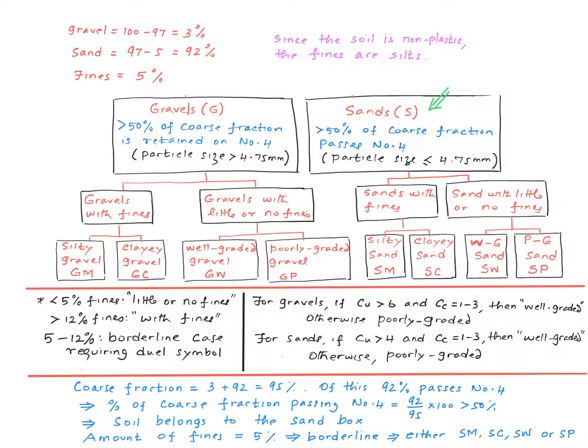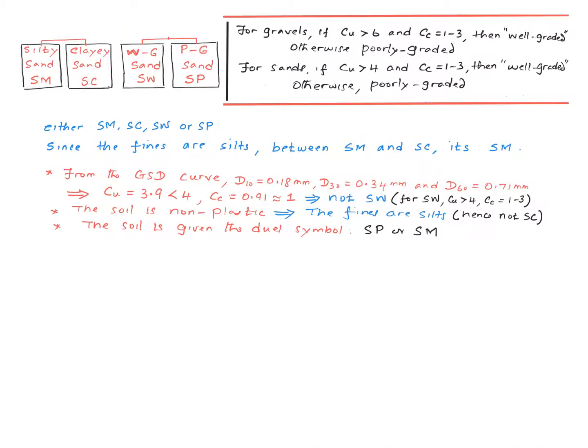Now we need to find out whether the soil is a well-graded sand or a poorly graded sand or both. So to proceed further, we need to go ahead and plot the grain size distribution curve, which I won't do here. I'll let you do that on your own. After you do, you go ahead and pick up values for D10, D30, and D60, and calculate C sub U, the coefficient of uniformity, and C sub C, the coefficient of curvature. I used Microsoft Excel to plot my grain size distribution curve, and these are the values that I got for C sub U and C sub C. C sub U is 3.9, C sub C is 0.91.